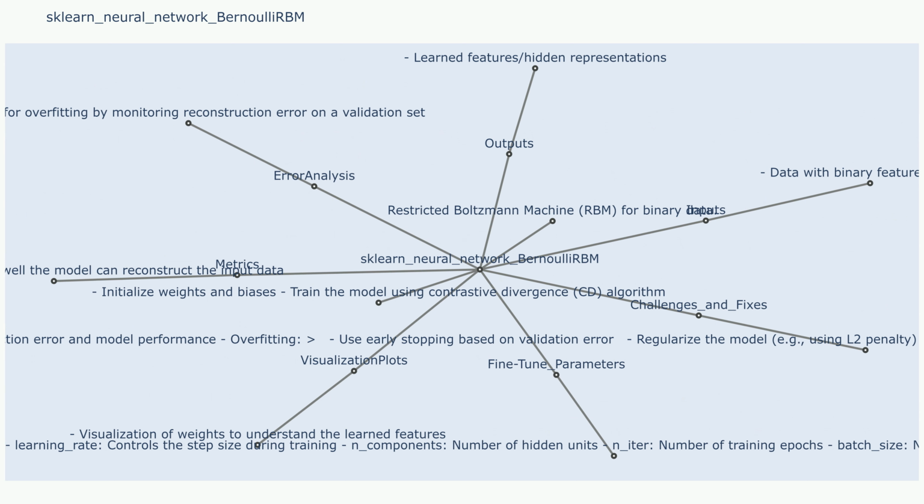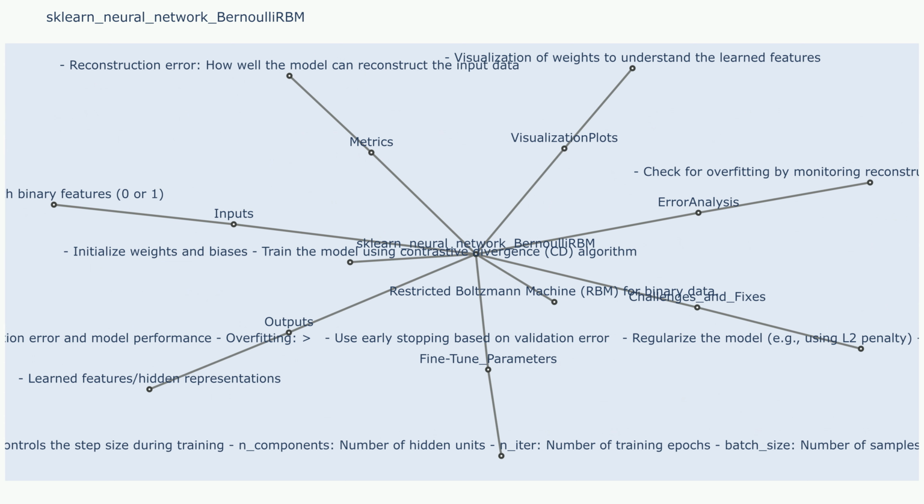Visualization plots: hidden layer activations visualizes the hidden layer activations for different input data points. Reconstructed data visualizes the reconstructed data generated by the model.